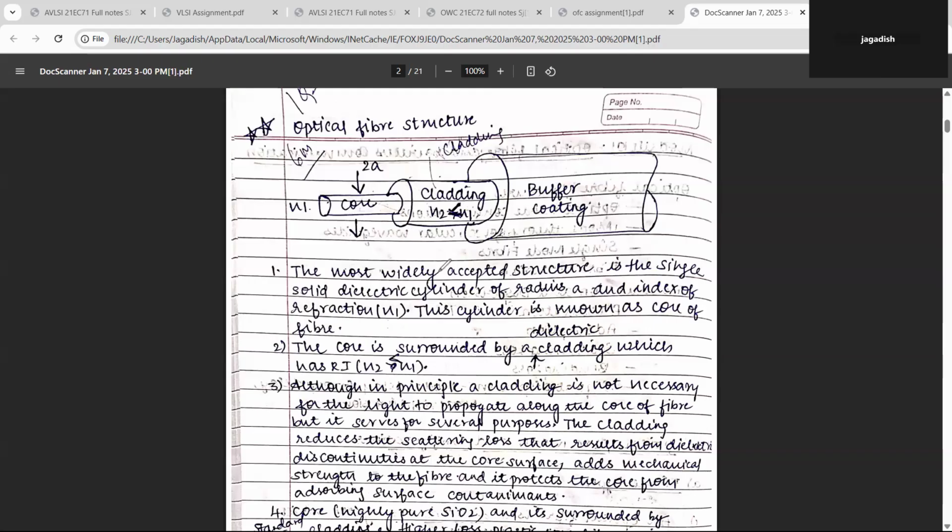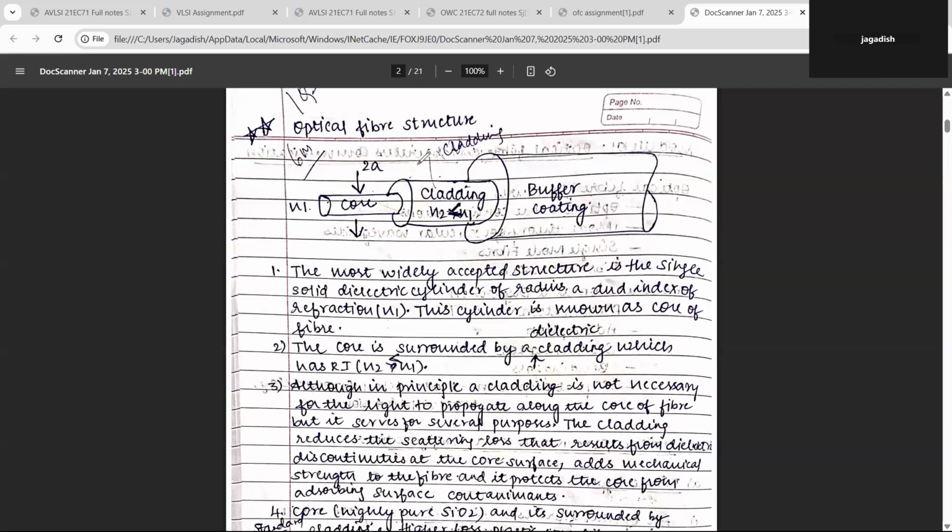The most widely accepted structure is the single solid dielectric of radius a. So the radius of the core will be a. The entire radius will become 2a because the core and cladding will be there. This diagram you have to show, with the index of the core, the refractive index being N1. This cylinder is known as the core of the fiber. The core is surrounded by a dielectric cladding.